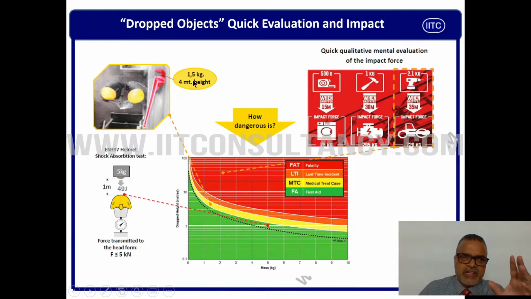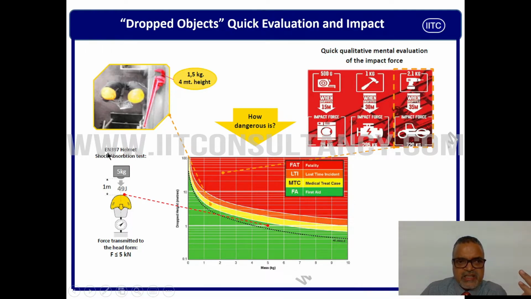Let us understand quickly. This is 1.5 kg at a 4 meter height. This pipe wrench is 1.5 kg, at 4 meters. If this falls from 4 meters, you see this dotted line coming, you are in the hallucination zone. That means a medical treatment case will happen. He will not die, but he may die also. But as per the graphs, he is in the safe zone.